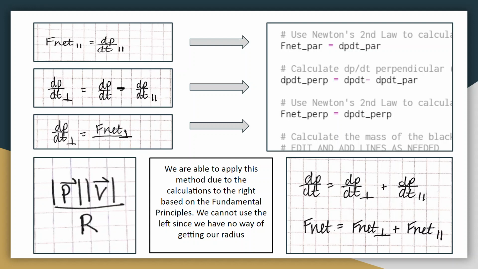On the other hand, I could have used p magnitude times v magnitude over r in a different situation. However, we had no way of finding the radius of our kissing circle, so this would prove ineffective. And I was able to get all of this data based on Newton's second law principles, which are shown in the bottom right, the simple equations from which I derived my 3 previous equations.